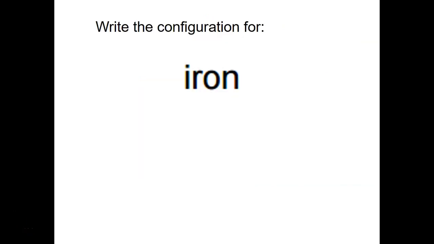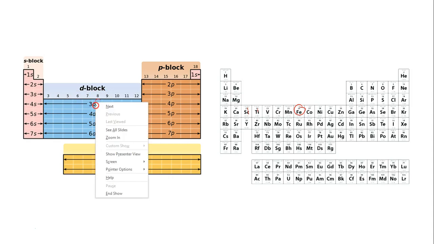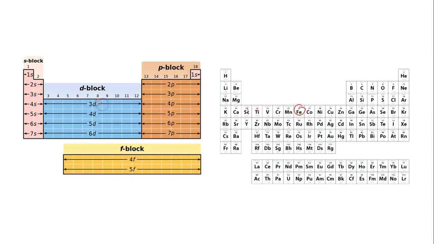We're going to work 2 more here. We're going to write the configuration for iron, and then we want to draw the orbital notation also. First thing we want to do is find iron. It's right there. If we count that over, it's 1, 2, 3, 4, 5, 6 into the D block. So 1, 2, 3, 4, 5, 6. It's right here on this map.